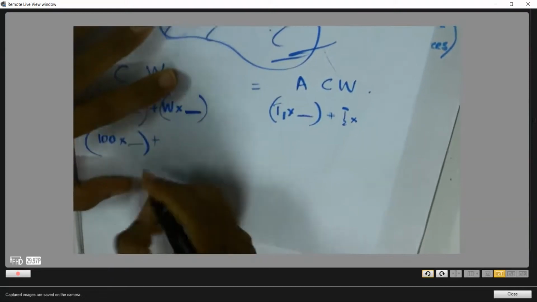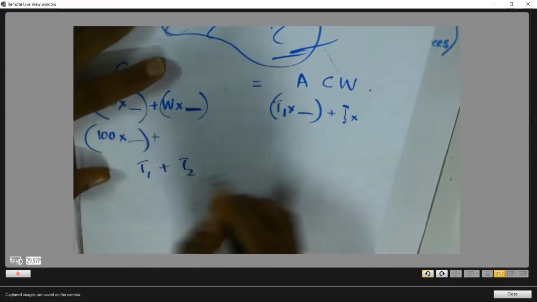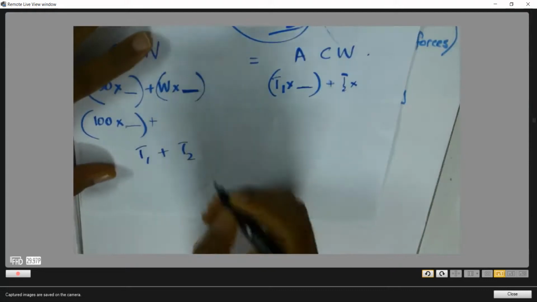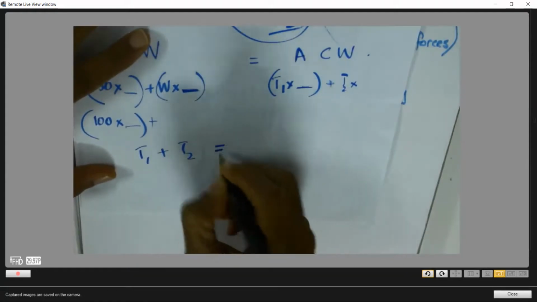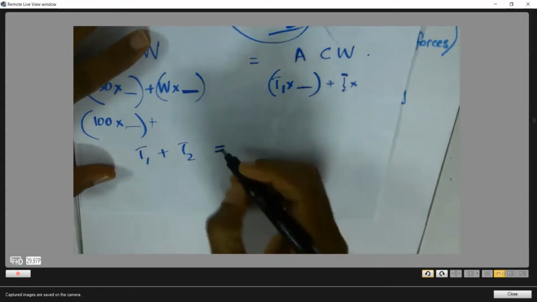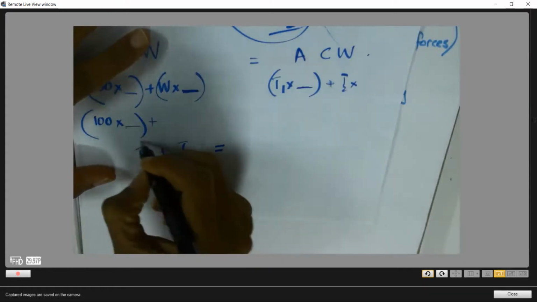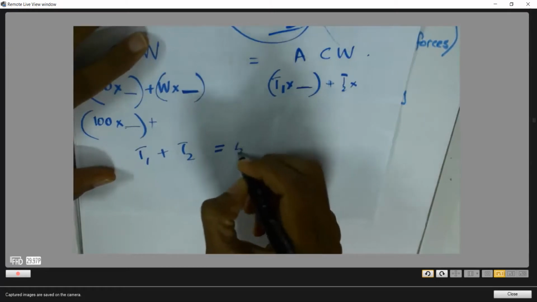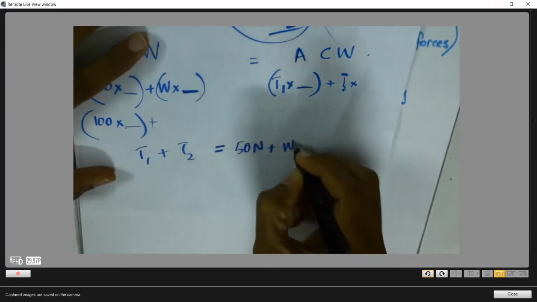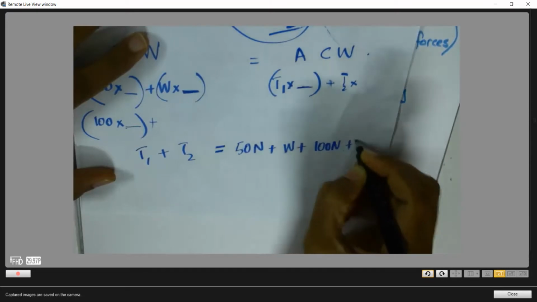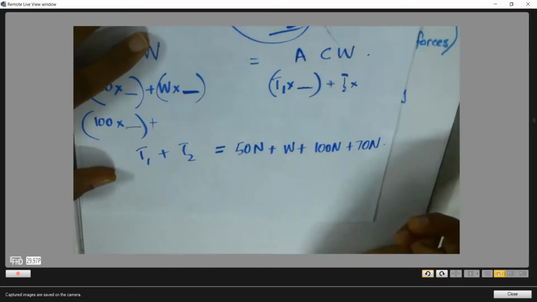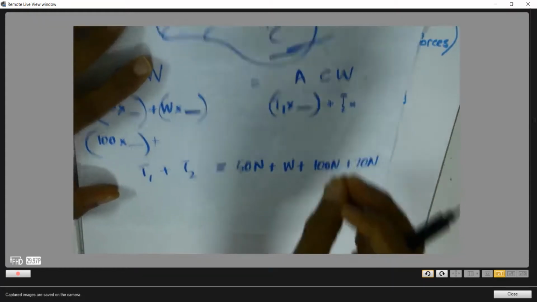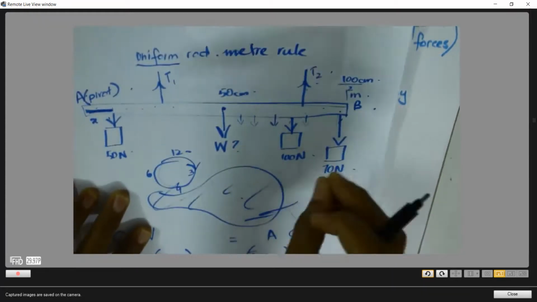Do you understand this? So this is another condition for equilibrium that you should remember. This is also a part of the law of moments, maybe. So the total upward forces is equal to the total downward forces. So total downward forces would be, in my example, 50 Newton plus W plus 100 Newton plus 70 Newton. Okay, now keeping these rules and laws in mind, let's just start solving the questions.